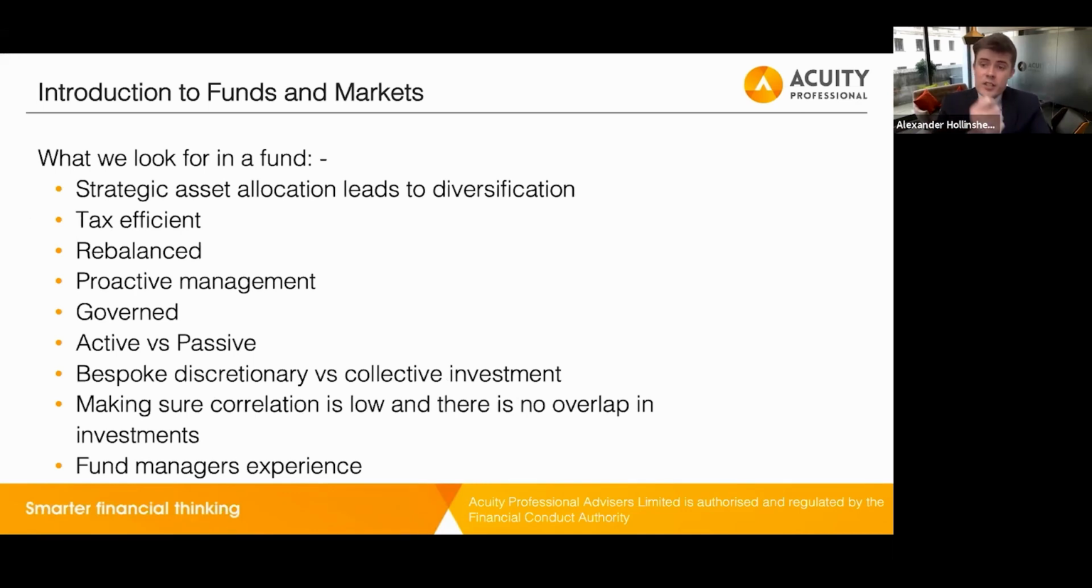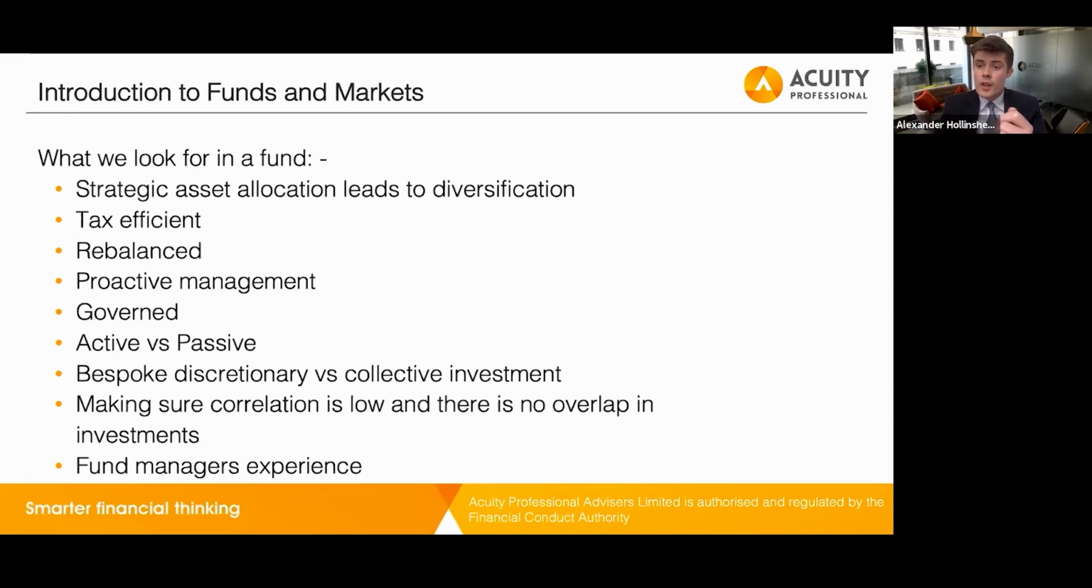So diversification, this is key. Rather than investing your money into a single stock or a single country, we'll look to invest it over cash, property, emerging markets, and more developed countries such as the UK, America, Japan. We look to invest in tax efficient funds to make sure that you're not paying any more than you need to be paying, or at least the fund isn't paying any more than it needs to be paying.